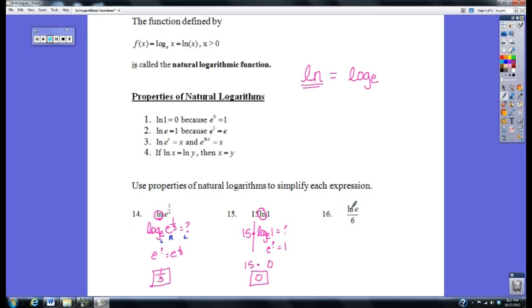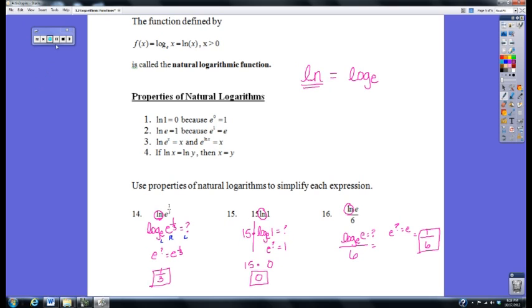Okay, let's try number 16. ln is log base e of e over 6. Let's simplify the numerator, the top part. Left, right, left. e to something equals e. What exponent of e equals e? Think about that. That would be 1, so 1 over 6 is 1/6.